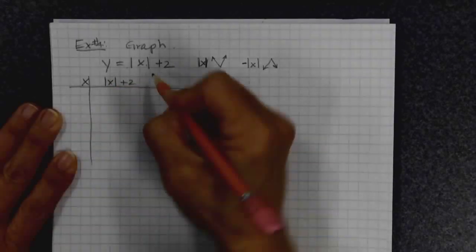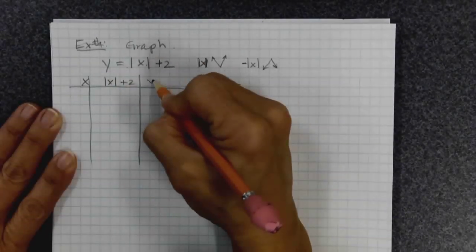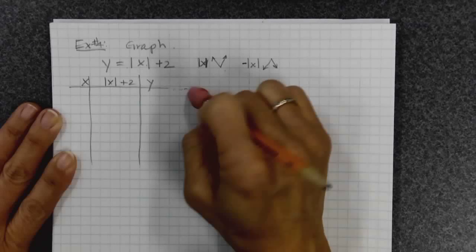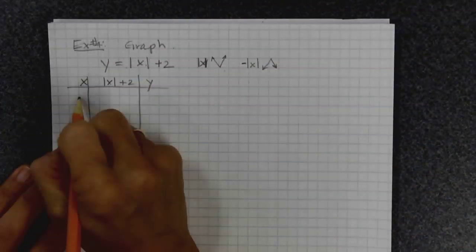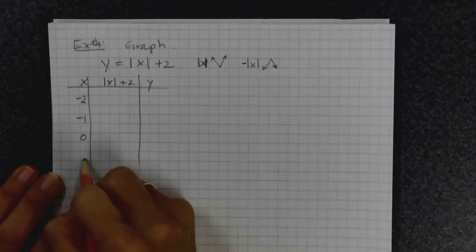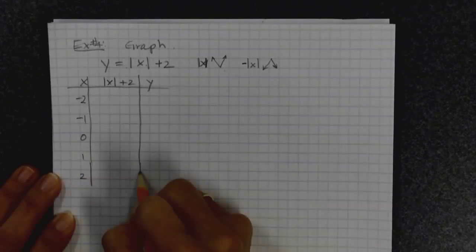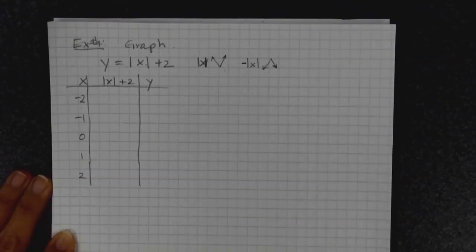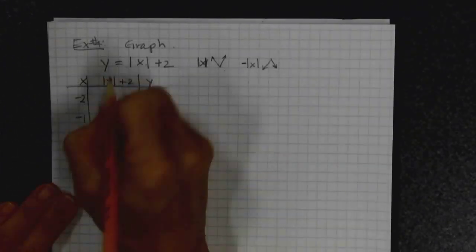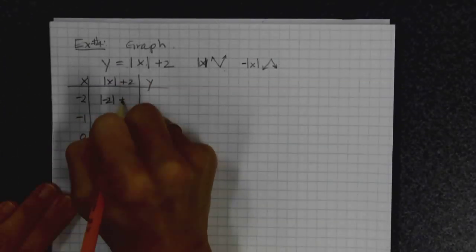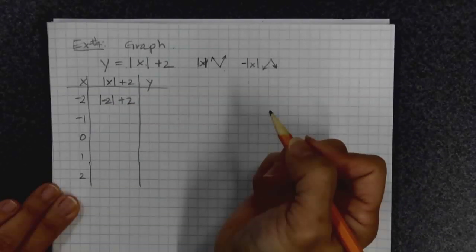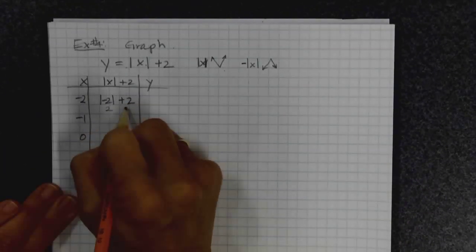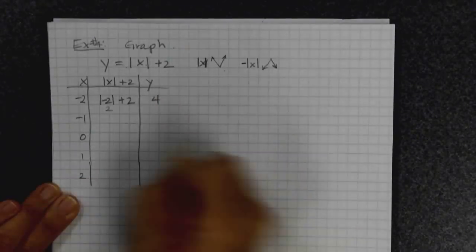So, and then this is absolute value of x plus 2, and we're going to get y values. Remember, the numbers that I like for you to use are -2, -1, 0, 1, 2, unless there's a fraction. And then we want to do the multiples of the denominator. So you plug it in, absolute value of -2 plus 2.